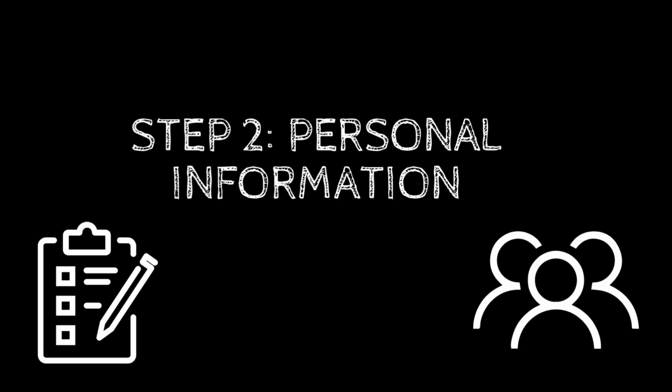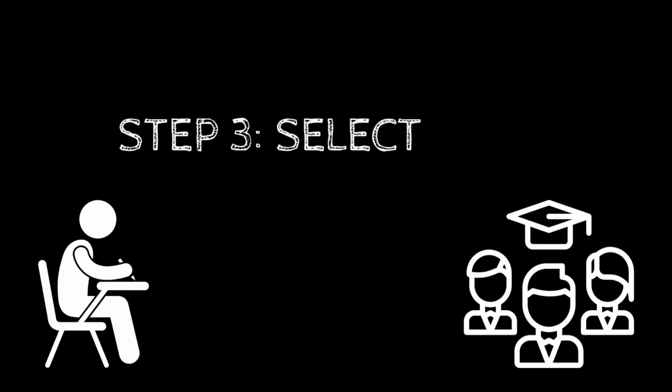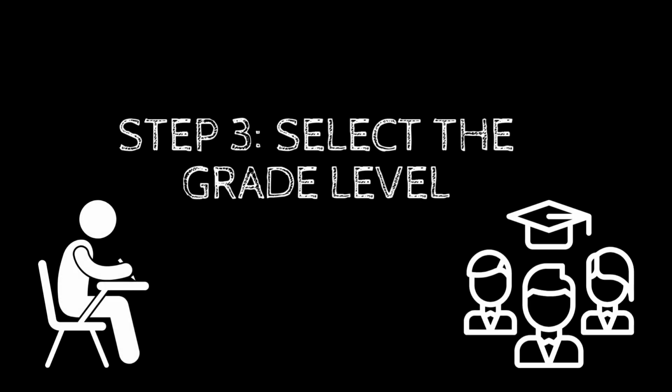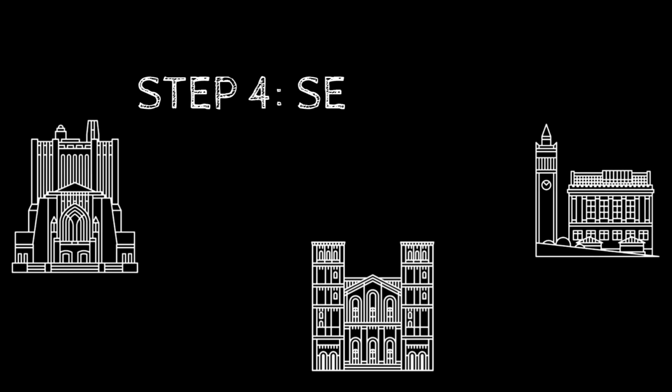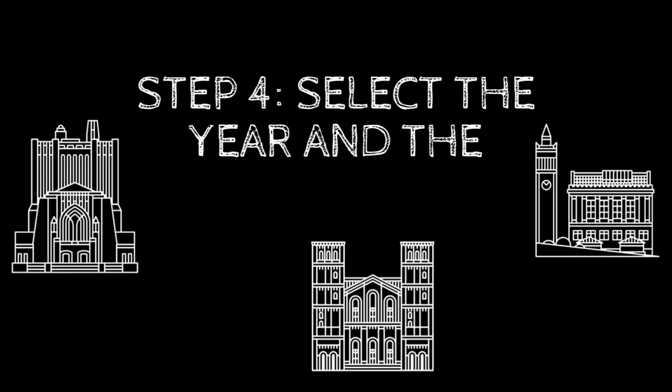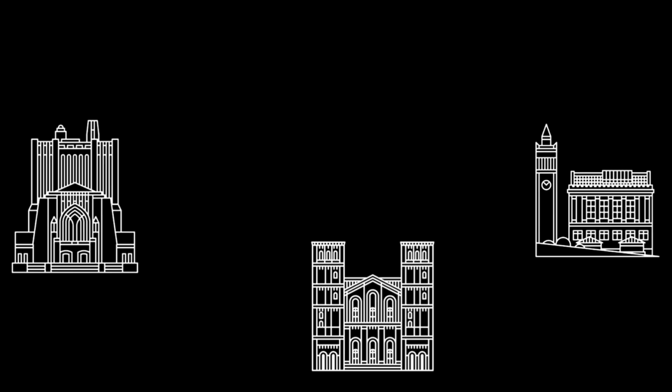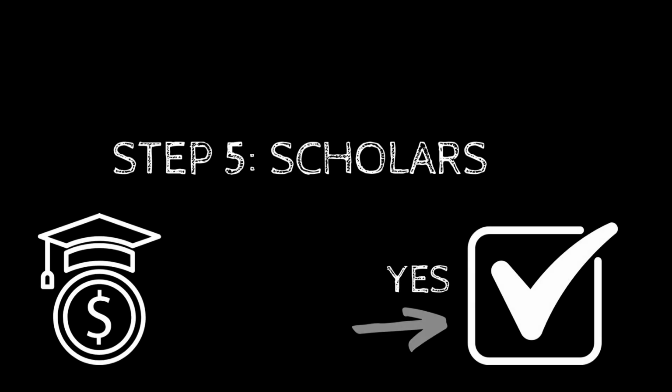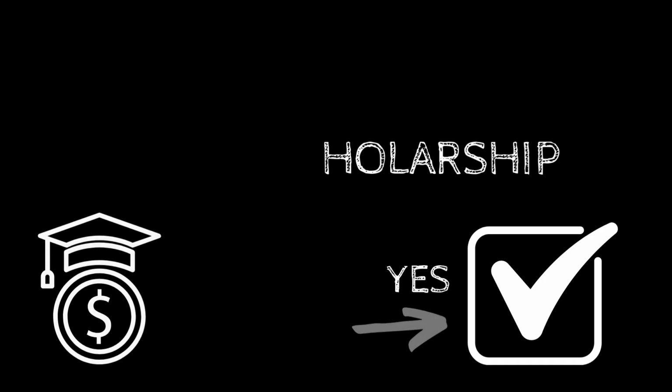Next, fill in your personal information as well as the information of your legal guardian. Select the grade level you will be attending in September. Now it's time to choose the programs you are interested in and the year you would like to attend. If you are interested in applying for a scholarship, make sure to check yes when prompted.